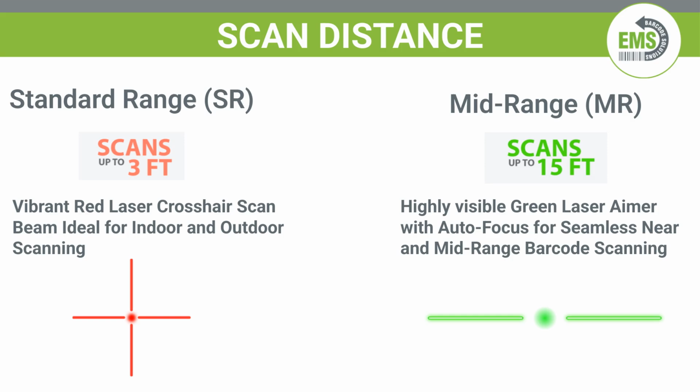The MR model steps it up with a mid-range scan engine, equipped with a highly visible green laser aimer. This wide aim pattern is up to 7 times more visible than traditional red dots, making it easier to target barcodes accurately, even from a distance, and in challenging lighting conditions. The MR scans flawlessly up to 15 feet, capturing even damaged, low-contrast, or shrink-wrap barcodes. Ideal for warehouse receiving, inventory management, and cycle counts.